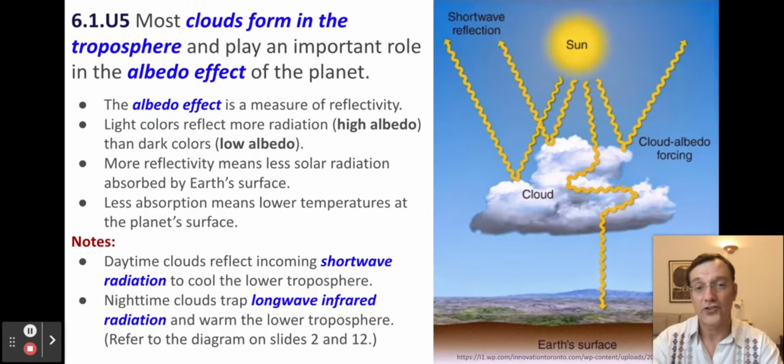Clouds are not just pretty things that people like to look at when they're daydreaming, right? They form in the troposphere and they play a really important role in regulating the temperature of our planet through a process called the albedo effect. Albedo is simply a measure of the reflectivity of a surface. Light-colored surfaces, white surfaces like the shirt that I'm wearing, reflect a lot of light. Darker colors reflect very little light, and instead they absorb it. And when darker surfaces absorb light energy, they warm up.